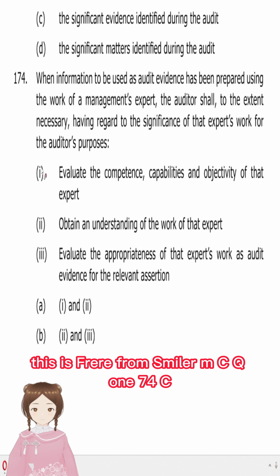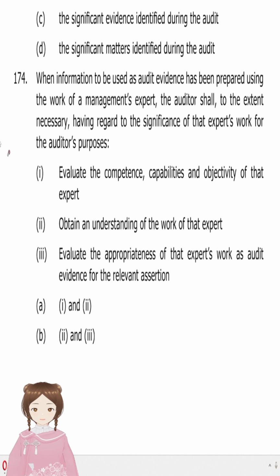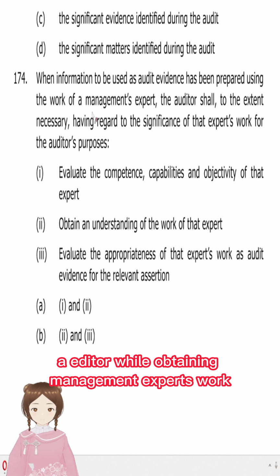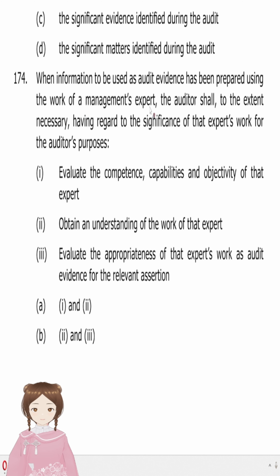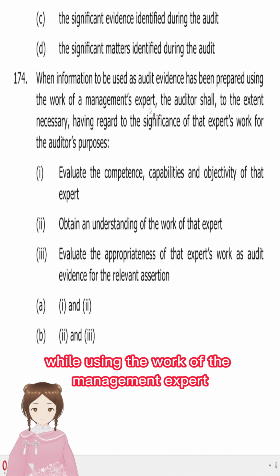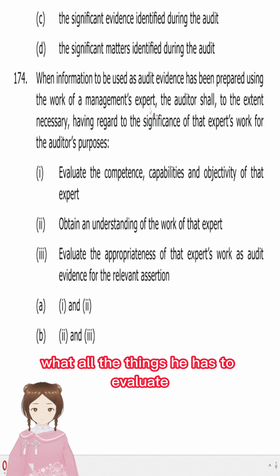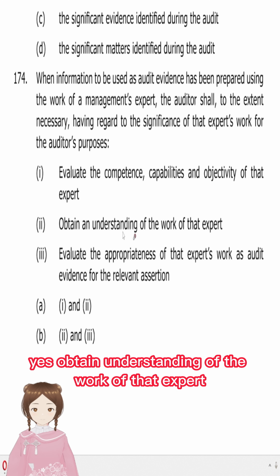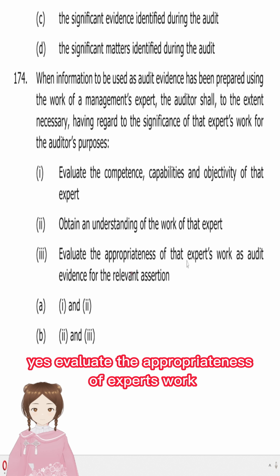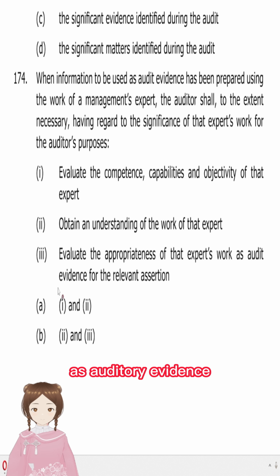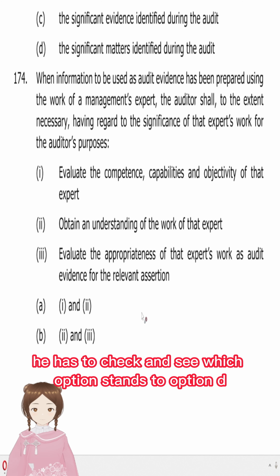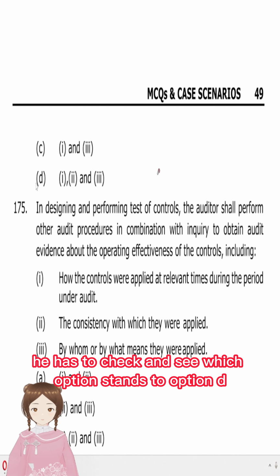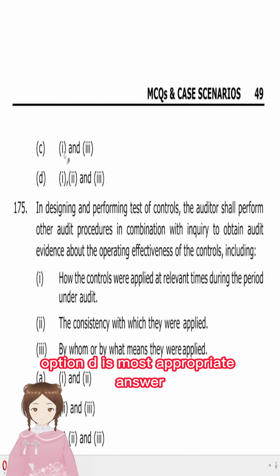Hey Samson, this is Shreya from Samaya, MCQ 174, CA Inter. While using the work of the management expert, what all the things does the auditor have to evaluate? He has to evaluate competence, capabilities, objectivity of the expert, yes. Obtain understanding of the work of that expert, yes. Evaluate the appropriateness of expert's work as audit evidence. All the three, he has to check. We'll see which option stands true. Option D. Option D is most appropriate answer.